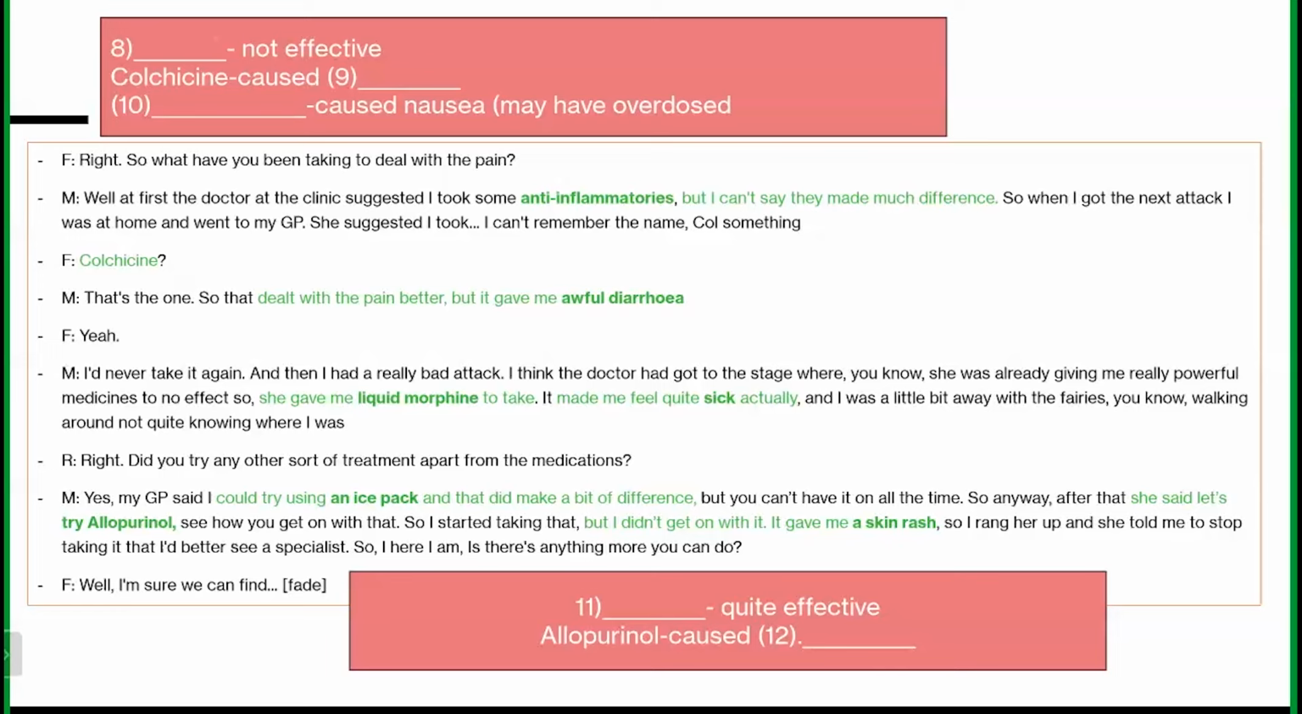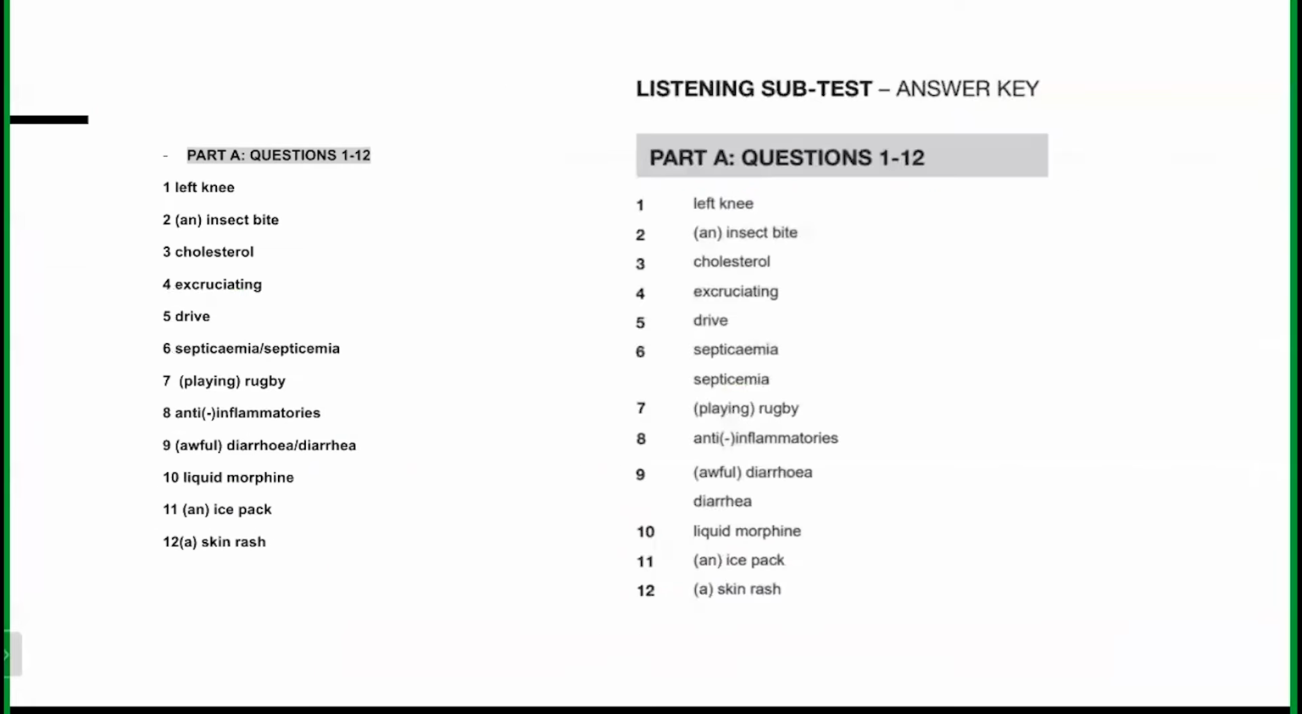And then she wants to give something, try allopurinol, but it gave me a rash. He is telling that skin rash. If you are writing skin rash, you will get the mark. If you are writing it without an article, you will get marks, but if you are writing it in plural, you will not get marks. Do you all know how long this audio is? It's only 4 minutes, not more than that. So you have to complete your answers within these 4 minutes.